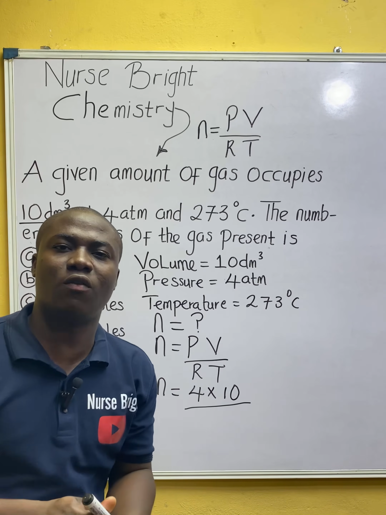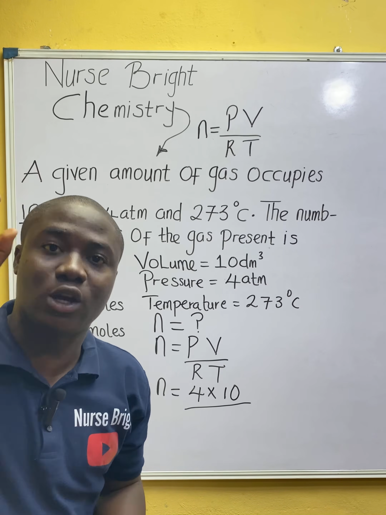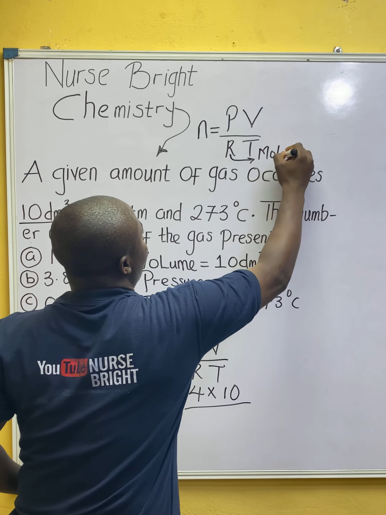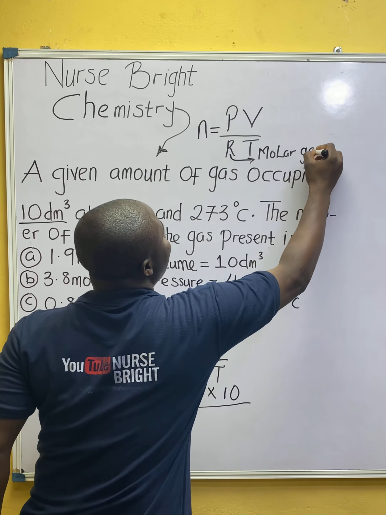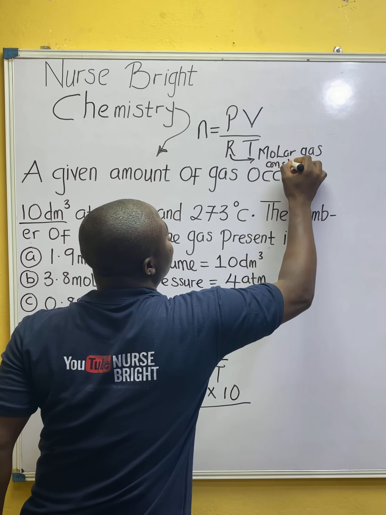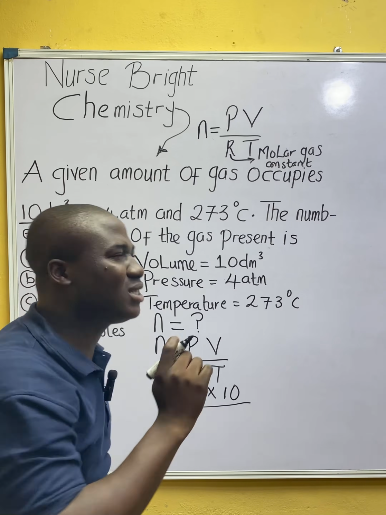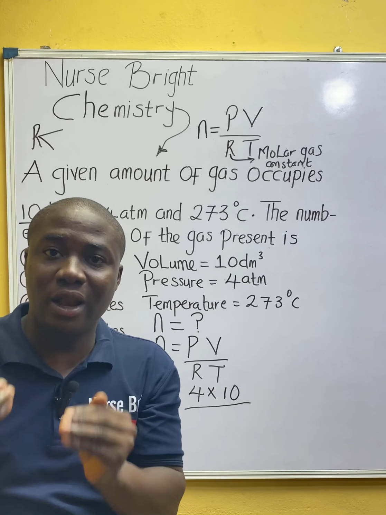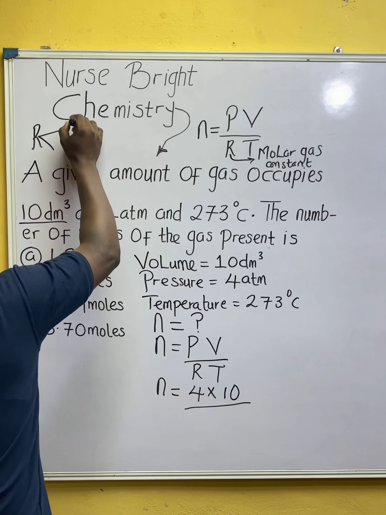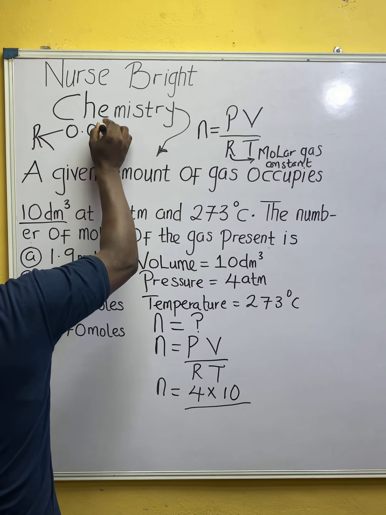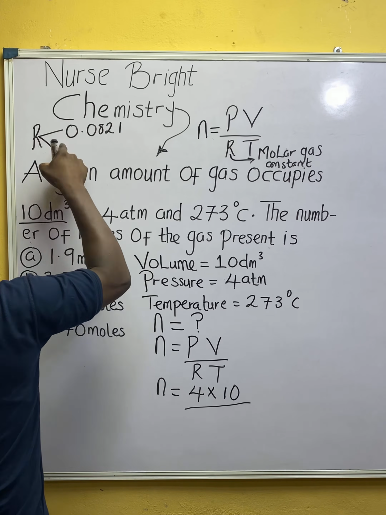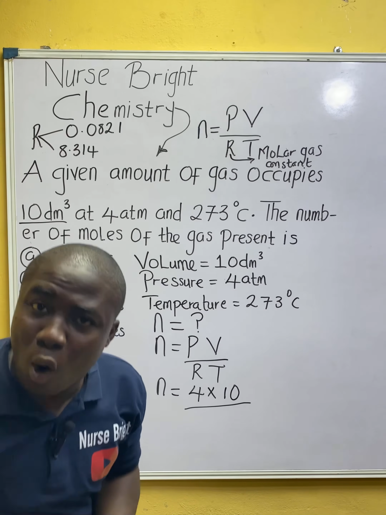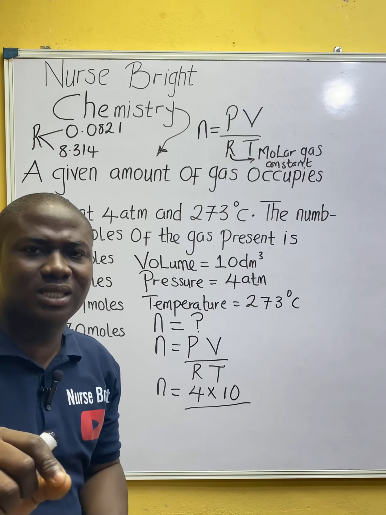Now the question you ask yourself, what is this R? This R is a constant called the molar gas constant. Listen properly. The R is a constant called the molar gas constant or the ideal gas constant. This constant, which is R, has about 2 basic values for O-level chemistry. The first one is 0.0821 and the other is 8.314. To use these constants, there are criteria.